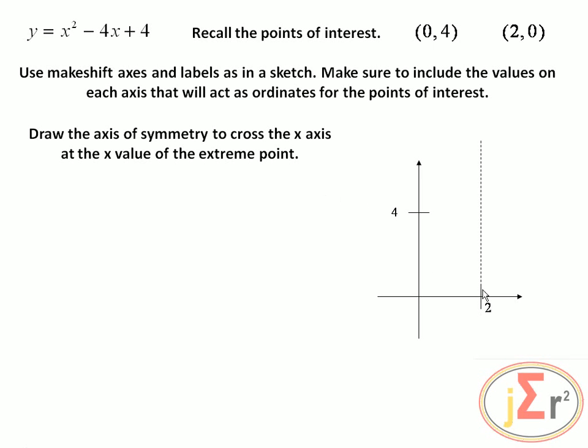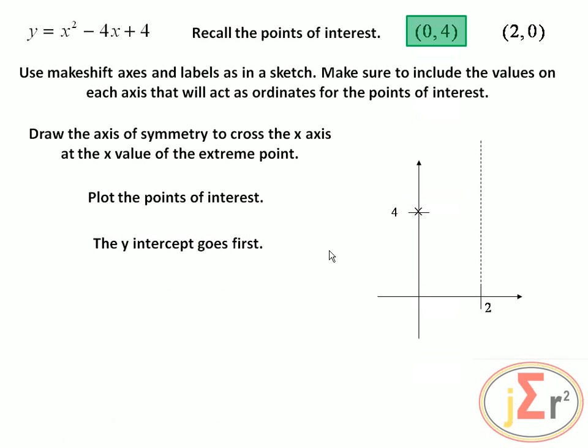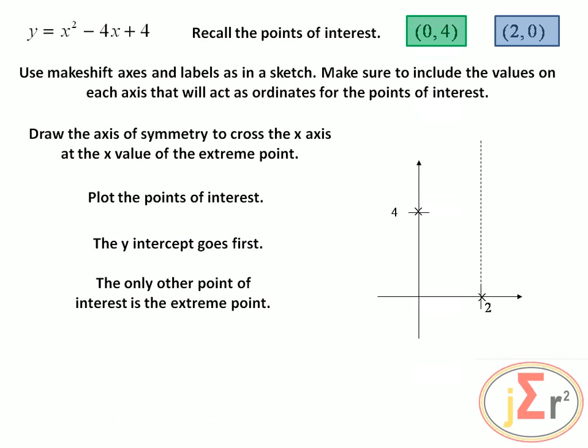So the extreme point is going to be here, which is the minimum value. So the curve will come down and go to a minimum right here, and will go away like that again. And do not forget that the x-intercepts will be right here also. So let us draw that curve, or let us plot the points of interest. So the first one is 0, 4, and that is the y-intercept. The only other point of interest is the extreme point, which is 2, 0, and of course the extreme point will prove to be the x-intercept also.